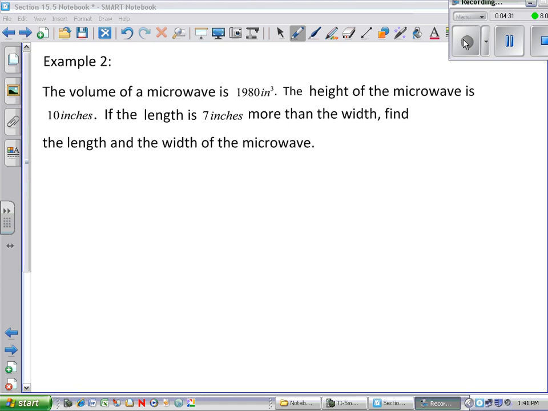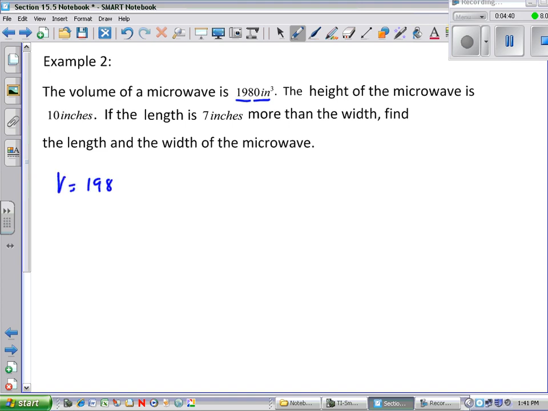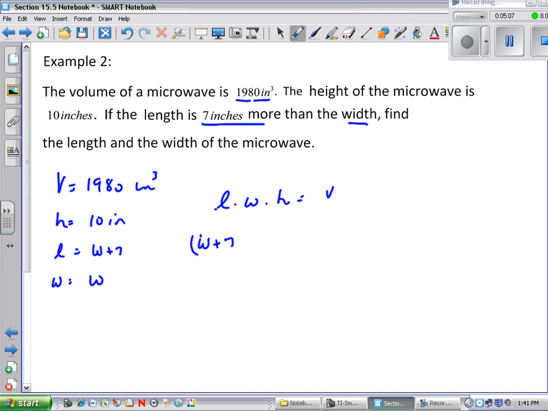Continuing on with example 2, the volume of a microwave is 1980 inches cubed, or cubic inches. The height of the microwave is 10 inches. The length is 7 inches more than the width. So I'm going to let the width be W, and then the length would be W plus 7. Now I know that length times width times height is equal to volume. So the length, which is W plus 7, times the width, which is W, times the height, which is 10, would equal the volume of 1980.